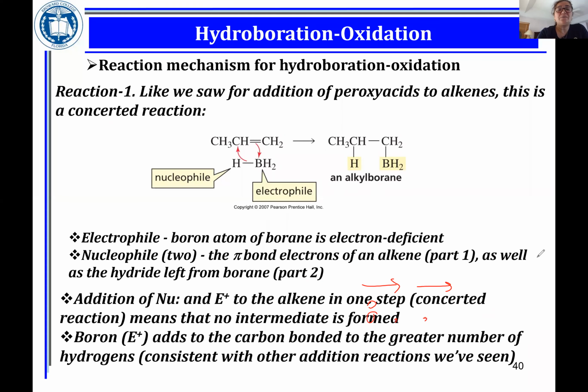So in this case, based on the mechanism of the reaction, basically a bridge is going to form. Hydrogen will add to the carbon with the least number of hydrogens, and the BH2 would add to the other carbon, the one with the more number of hydrogens.